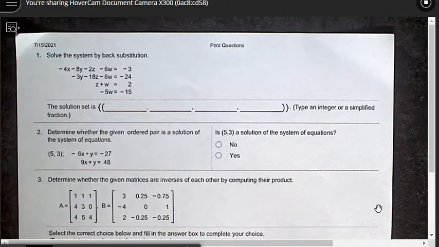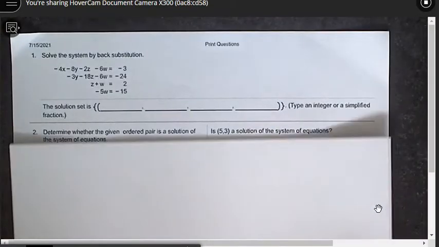Okay, so for number one, starts you off with just back substitution.